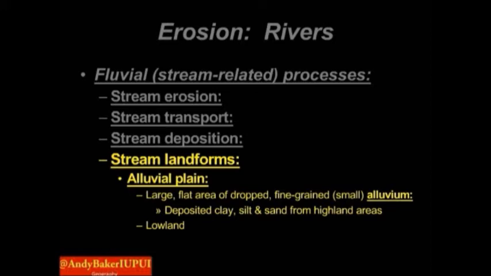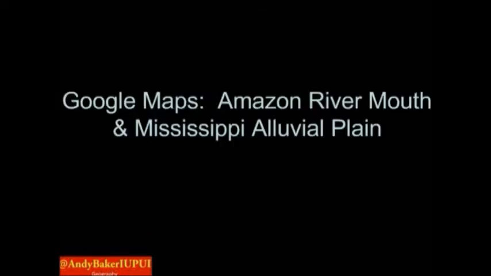And so alluvial plains are, as characterized, very flat, but also lowland areas. Alluvial plains are typically going to be very large in size. So although there might be an alluvial plain here along the White River, alluvial plains we're going to think of as being much larger in size. We'll differentiate this from a floodplain in a minute. So take a look at the Google Maps of the Amazon River and the Mississippi alluvial plain. So Google those and see what you find.